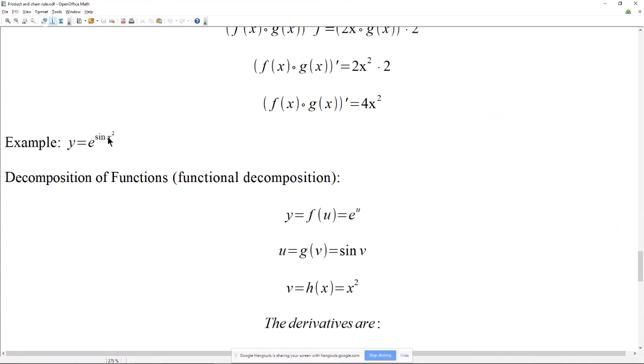Oh, x squared. I mean, x squared. Right. Now v is equal to x squared. So now we have three different things we know. We have y equals this, u is equal to this, and v is equal to this. Right? We've decomposed it. It's called functional decomposition. We've decomposed it into these three variables. You agree with us so far?